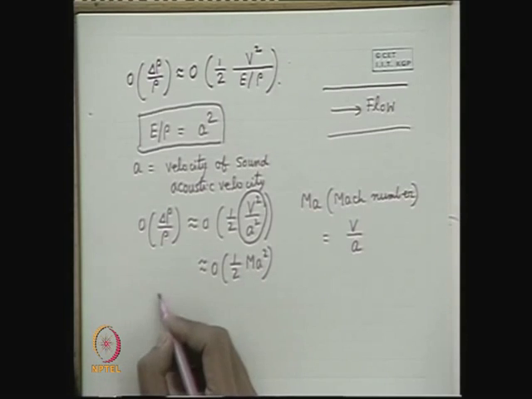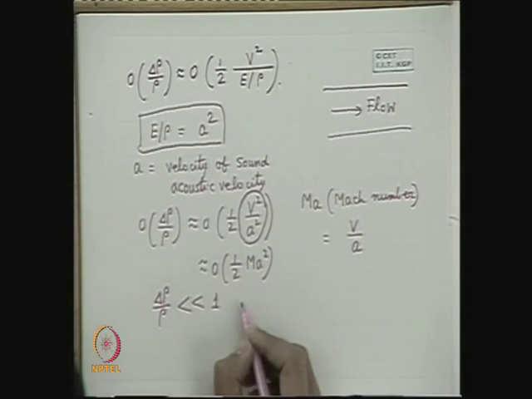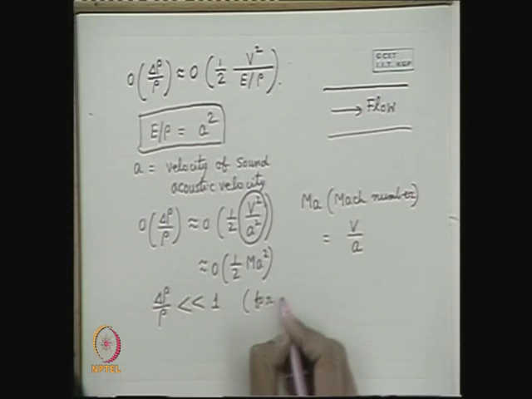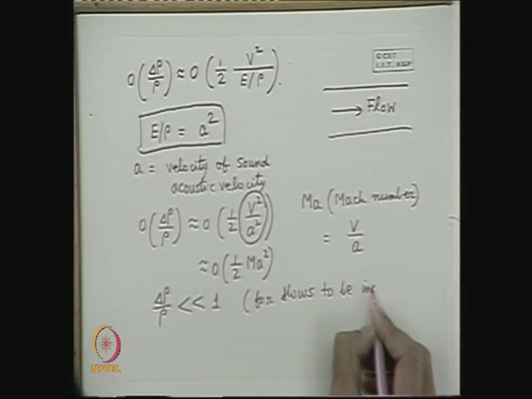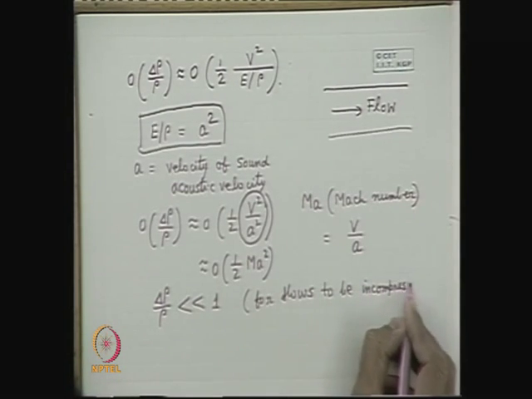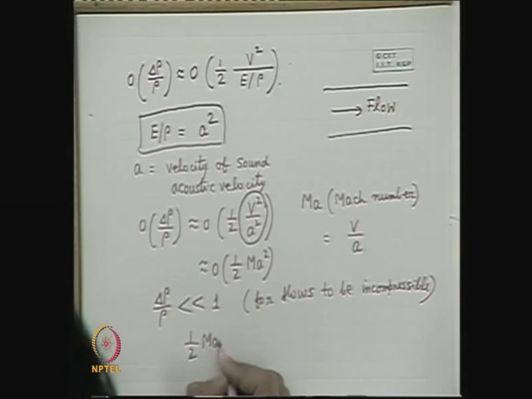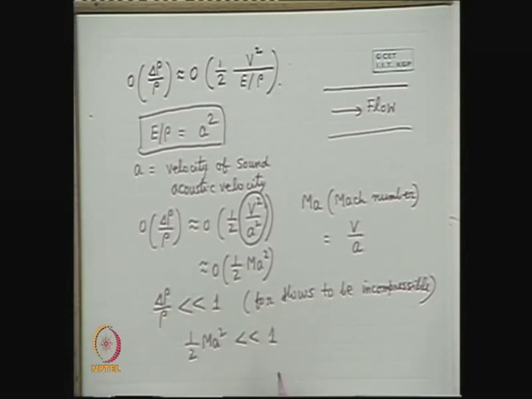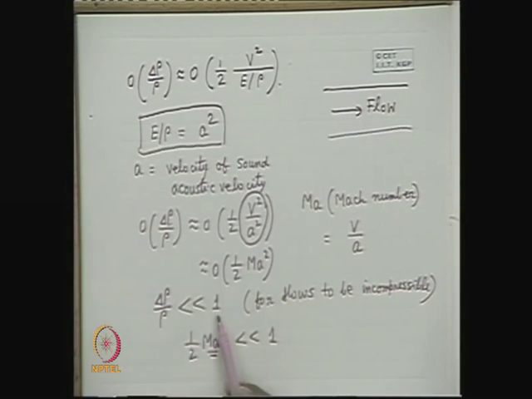half Ma square. So, if our criterion for incompressible flow is that delta rho by rho should be very, very much less than 1, then the criterion is that half Ma square should be very, very much less than 1. That means the Mach number of the flow should be such that the change in density with respect to the density itself is very small.